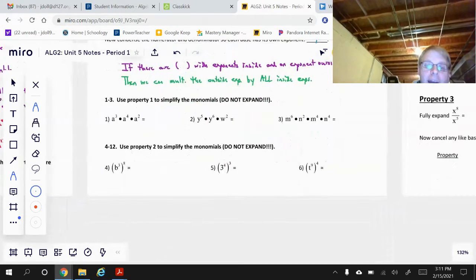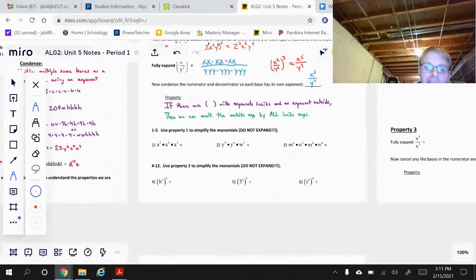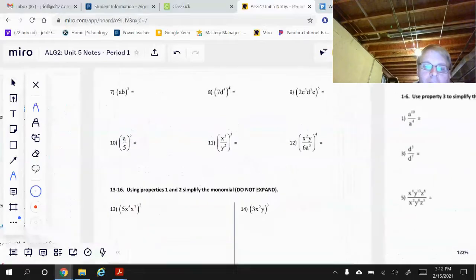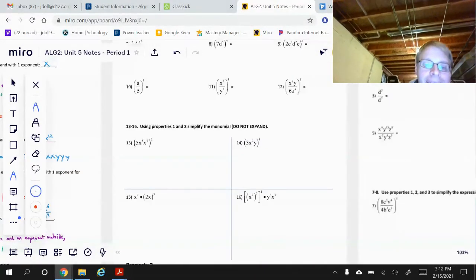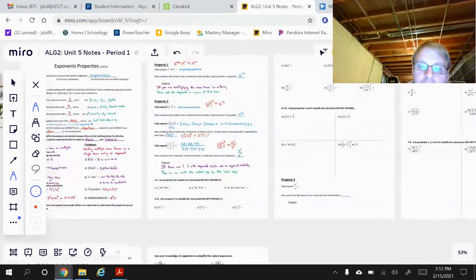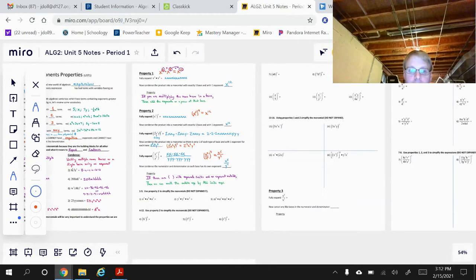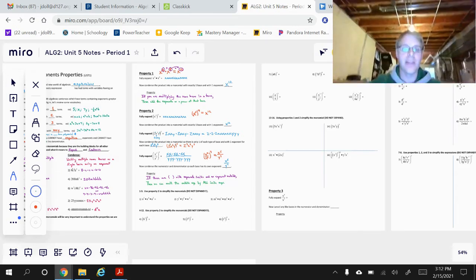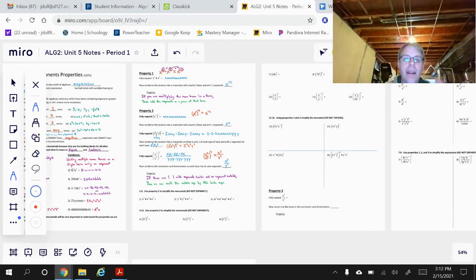So what we have down below here in 1 through 3, and then 4 through 12 on the next page, and then 13 through 16 are examples that either use property 1 alone, property 2 alone, or property 1 and 2 combined. I'm not going to go over these in this video. I will leave you to work on those. I will fill in the correct answers with the work in the notes, so you will have a completed copy and answer key to look back on. But I want that to be time you spend practicing on your own.